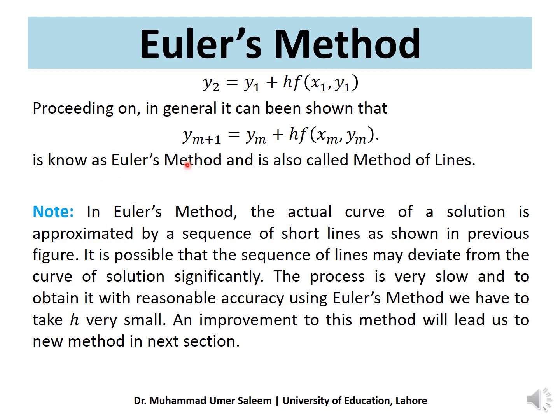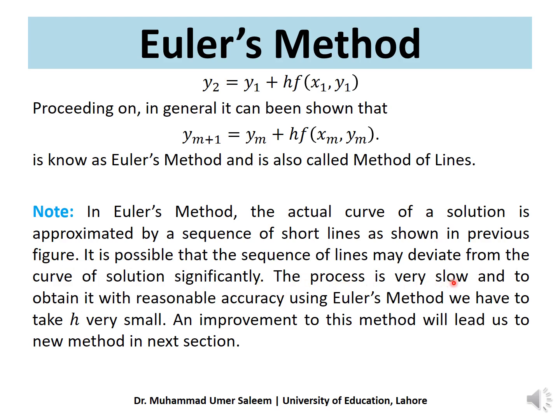So this is known as Euler method and is also called method of lines, as I told you, since we are approximating the curve with the help of lines. So in Euler method, the actual curve of the solution is approximated by a sequence of short lines as shown in the previous figure. So it is possible that the sequence of lines may deviate from the curve of the solution significantly, as I showed you in the last figure. There was a big difference.